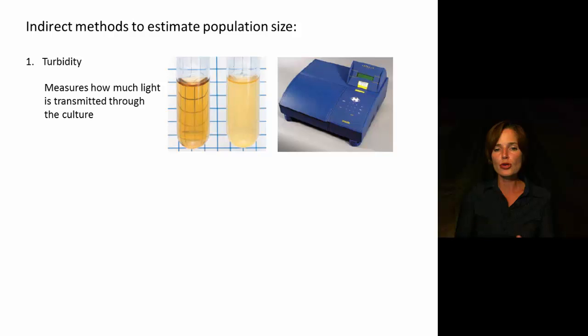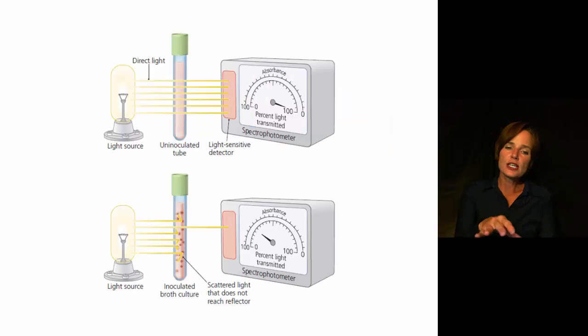Notice that we've got two different tubes here. One is very clear, one is cloudy. The clear one is going to have very little or no growth in it, and then the cloudy one has a lot of growth. So as we get more cells produced, they're going to be more cloudy and less light is going to get through that sample.